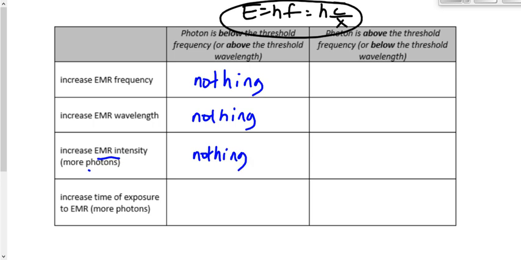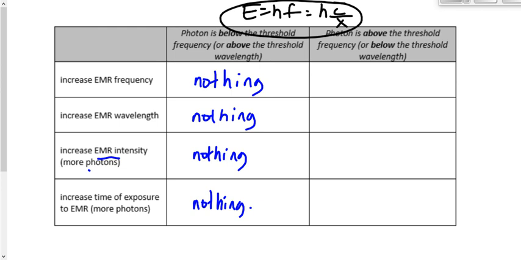Well, what happens if we take our flashlight or our source of light? We don't increase the intensity of it, but we shine it for a longer period of time, which still corresponds to more photons, right? High intensity, more photons, or shine it for a longer time, that's more photons as well. It's just spread out over time, that's all. What happens now? Nothing.